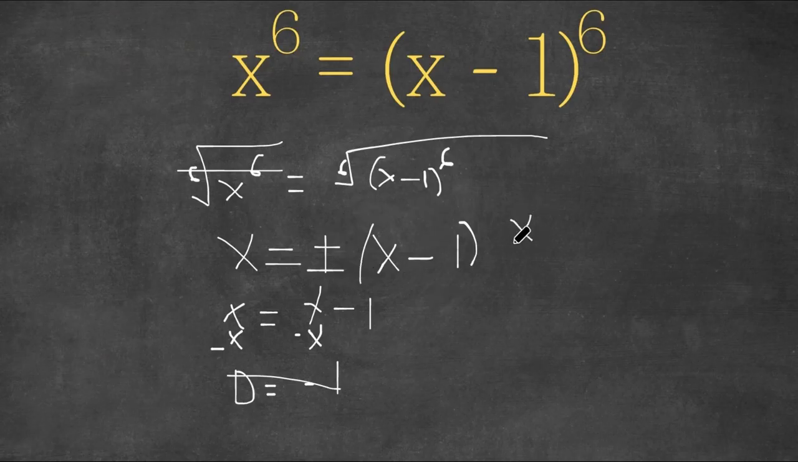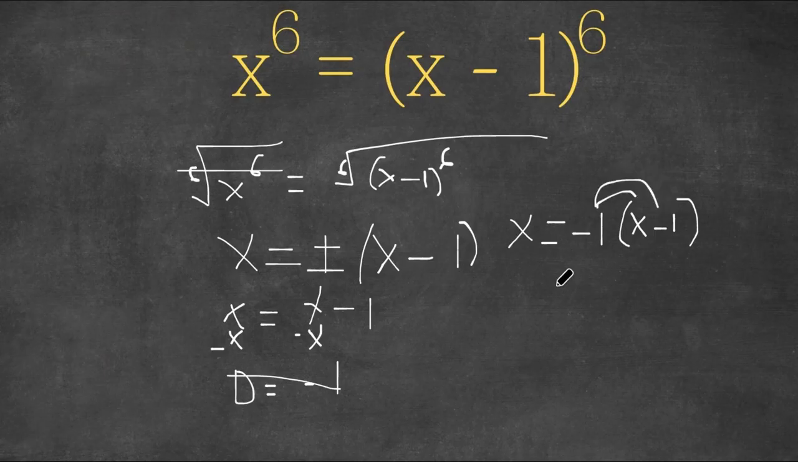Let's do x equals negative 1 times x minus 1. It's the same thing as just negative x minus 1, so now we're going to have to distribute this negative 1. So we're going to multiply with x and negative 1. So this results in x equals negative 1 times x is negative x, negative 1 times negative 1 is positive 1. And now we're going to add x on both sides.